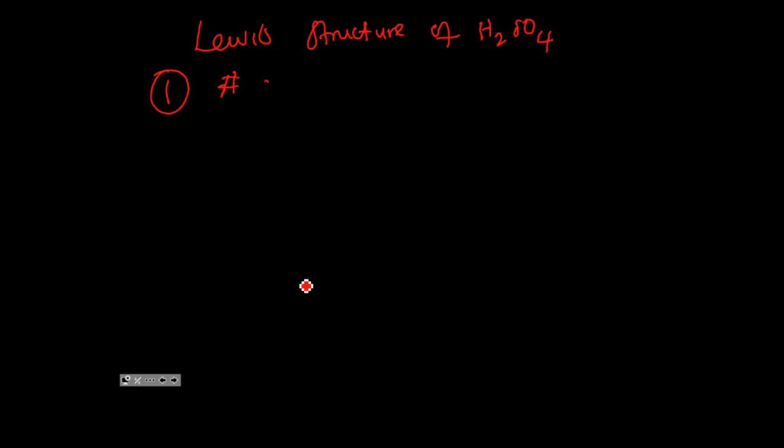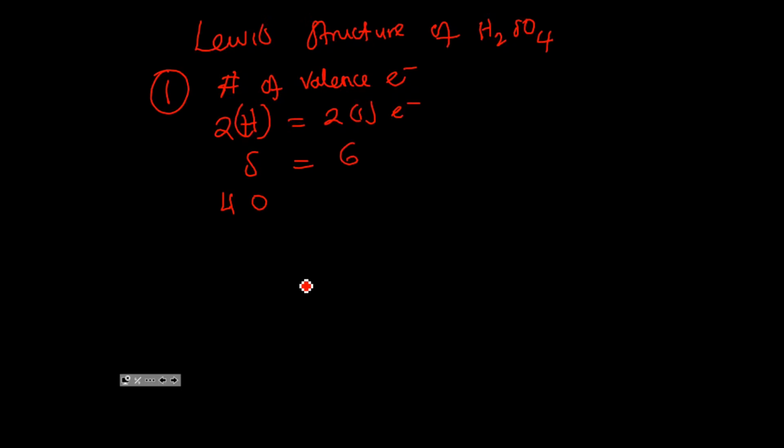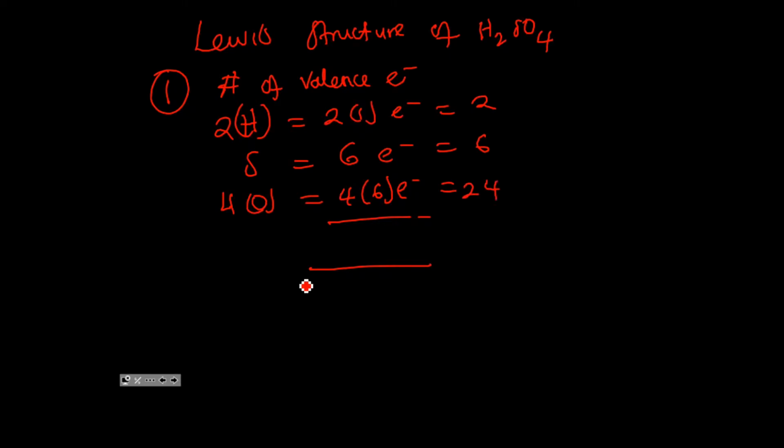So we have to determine the number of valence electrons. You have 2 hydrogens, 1 sulfur, and 4 oxygens. Each hydrogen brings 1, sulfur brings 6, and each oxygen brings 6. So you have 2 plus 6 plus 24, a total of 32 electrons. So it's 32 electrons total that we need to account for around the atoms in the Lewis structure.